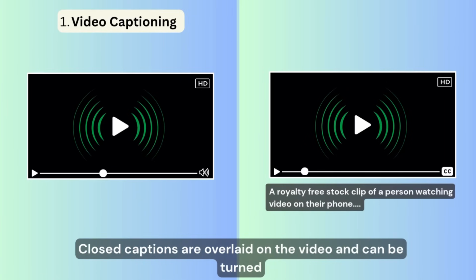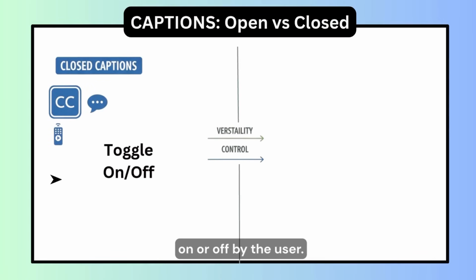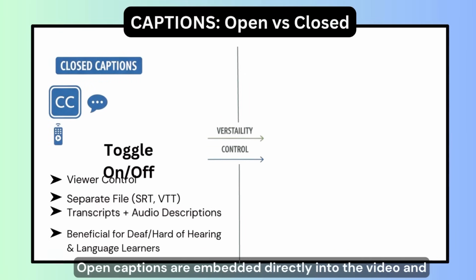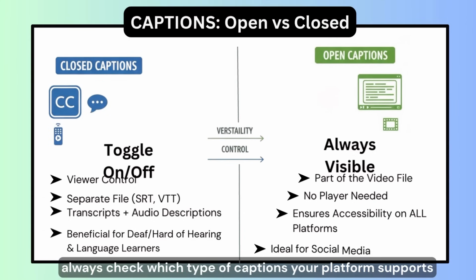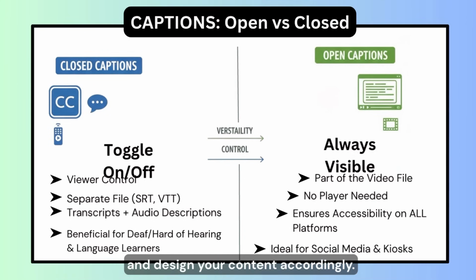Closed captions are overlaid on the video and can be turned on or off by the user. Open captions are embedded directly into the video and can't be hidden. Pro tip: always check which type of captions your platform supports and design your content accordingly.